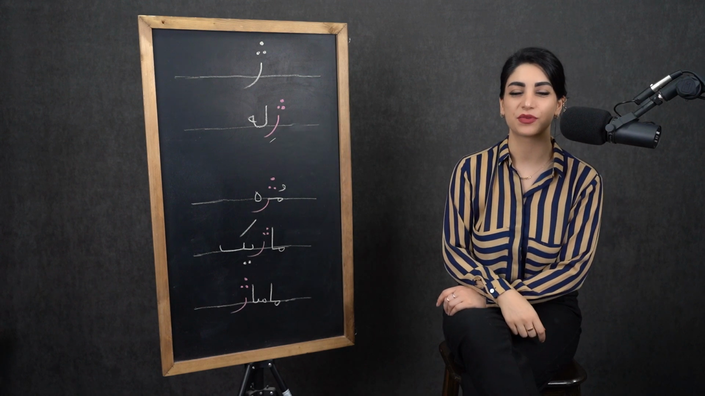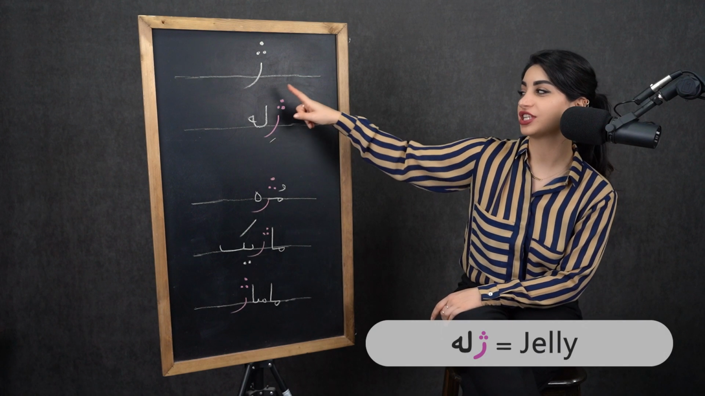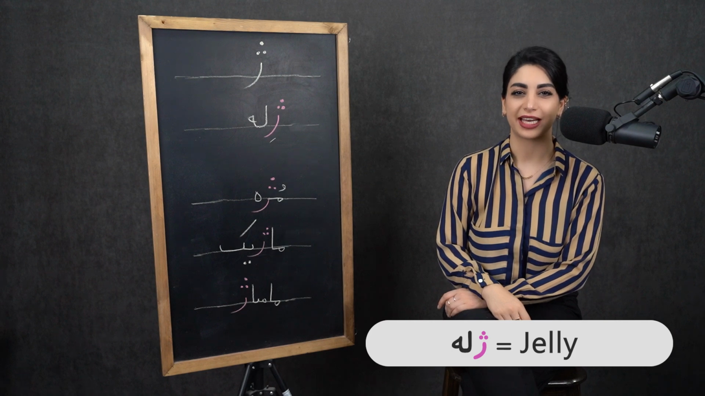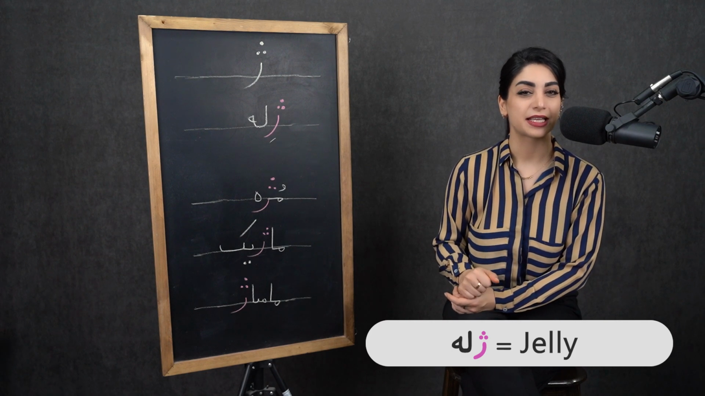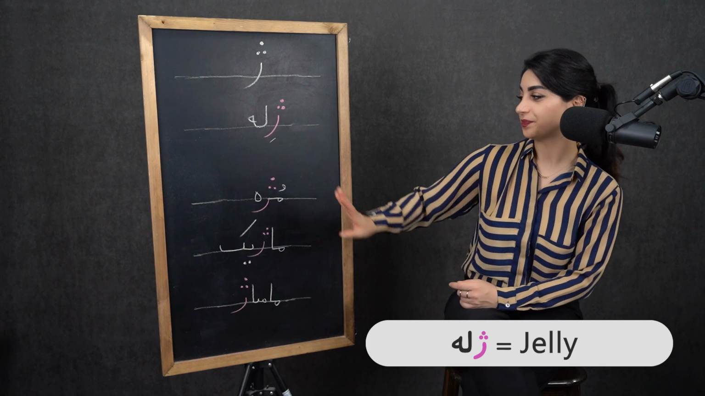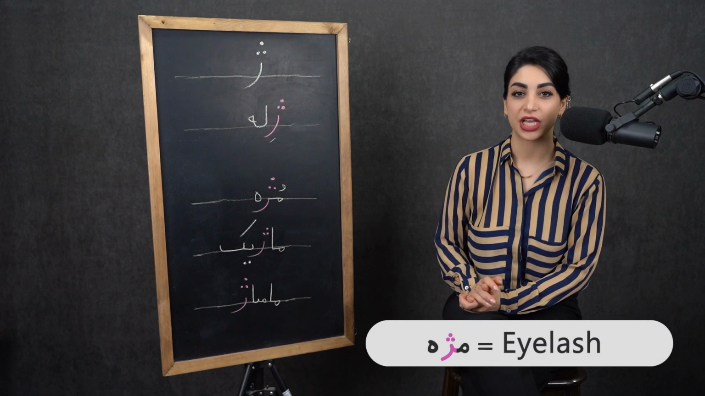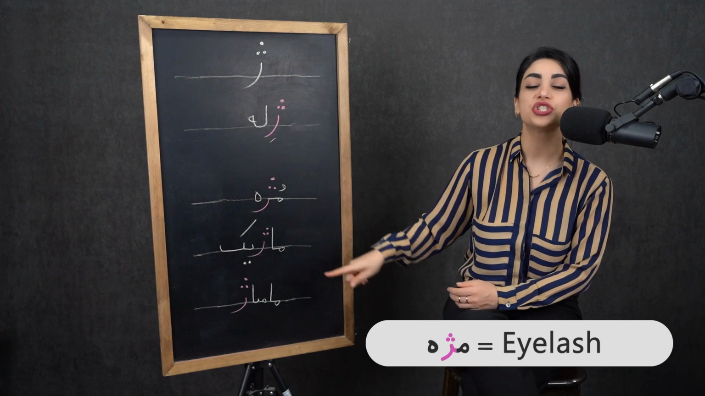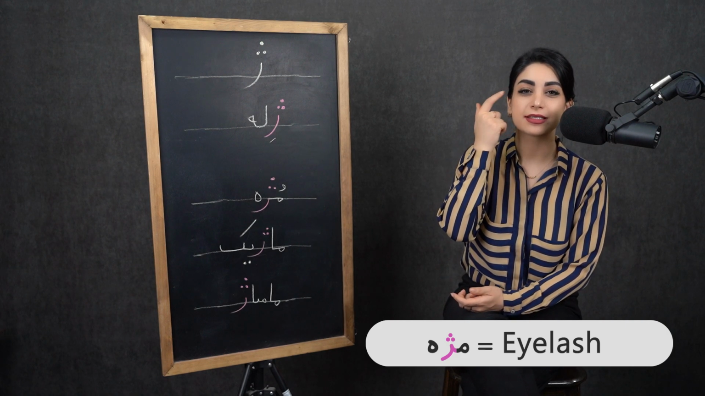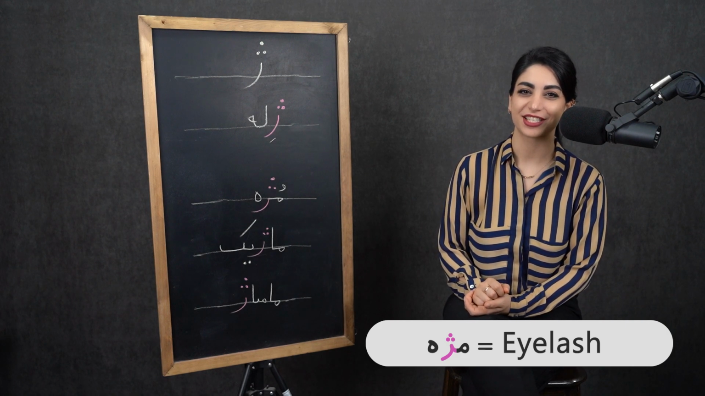First of all, we had this one before. Gelé. Gelé is the same as jelly in English. Moje. Moje is the same as eyelash in English.